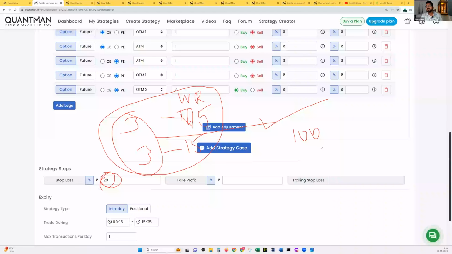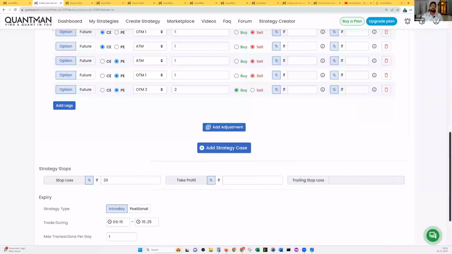Hope you guys understand it, right? It's a defined event. And now you are risking 20 to get 100. Now, what is the risk reward? 1:5. Now let me examine what exactly happened this week.